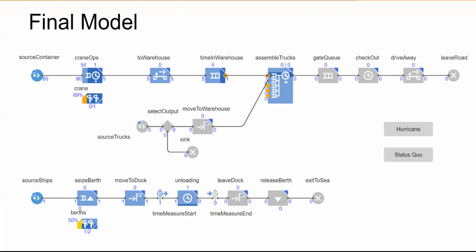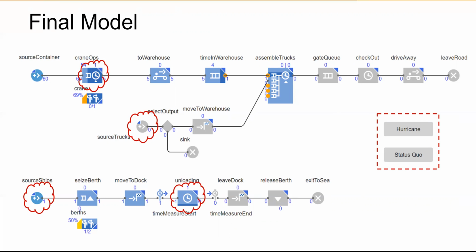Here's an image of our final model. The flowchart at the bottom details the actions and processes for the ships entering the port. When a ship reaches the unloading block, 60 containers are injected into the source container block in the top flowchart. This top flowchart represents the container and truck processes. An assembler block is used to represent a truck being loaded with a container. Then the loaded truck leaves the port. A combination of conveyors, queues, and delay blocks are used to model the trucks and container processes.